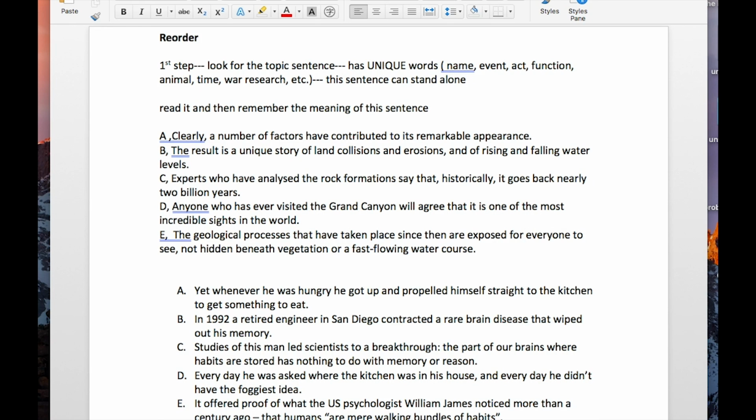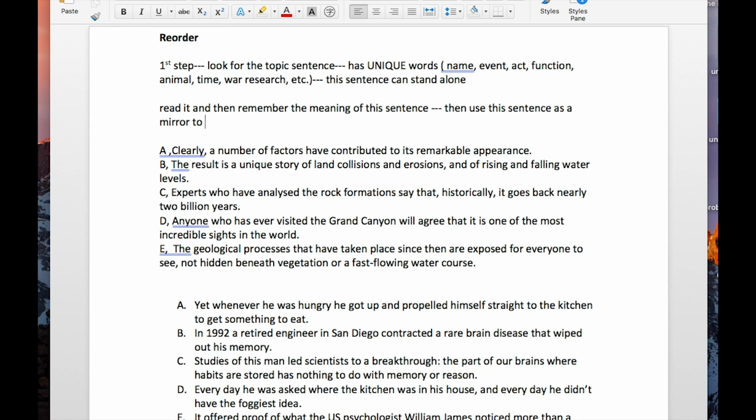So why do we remember the meaning of the sentence? The reason is we try to remember the storyline, and we are going to use this sentence to match with the other sentences. We read this sentence and clearly know what it is about. Afterwards, we use this sentence as a mirror to match the other sentences.